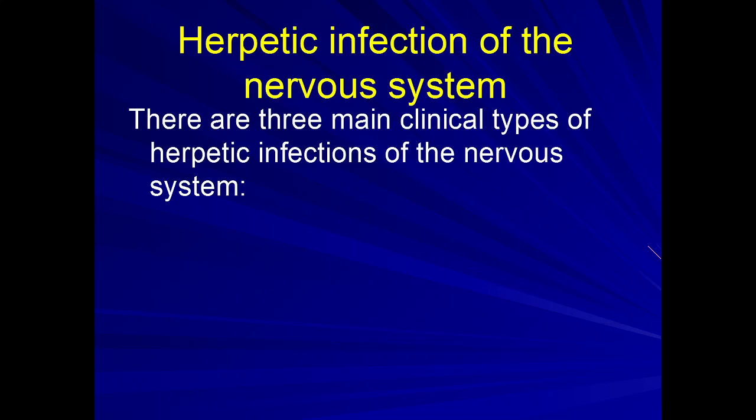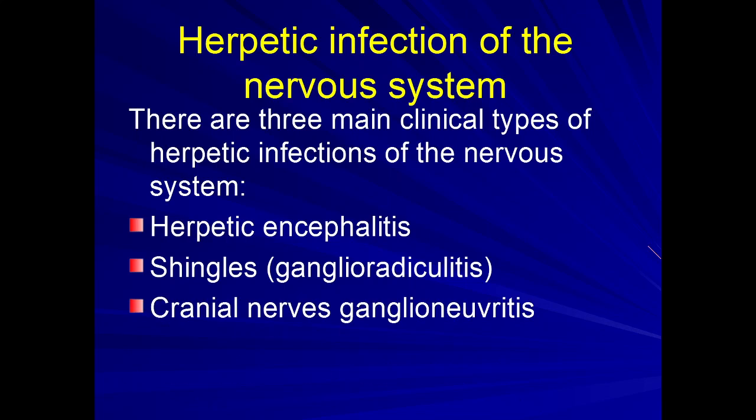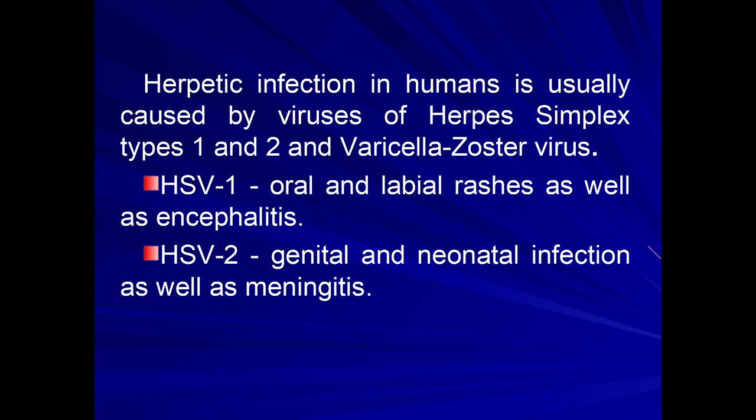Herpetic infection of the nervous system may cause different lesions such as herpetic encephalitis, shingles, ganglioradiculitis, and cranial nerve ganglioneuritis if it affects cranial nerves. Herpetic infection in humans usually is caused by viruses of herpes simplex of first and second type and varicella zoster virus. First type causes oral labial rash and encephalitis. Second type, genital, neonatal infection and meningitis.